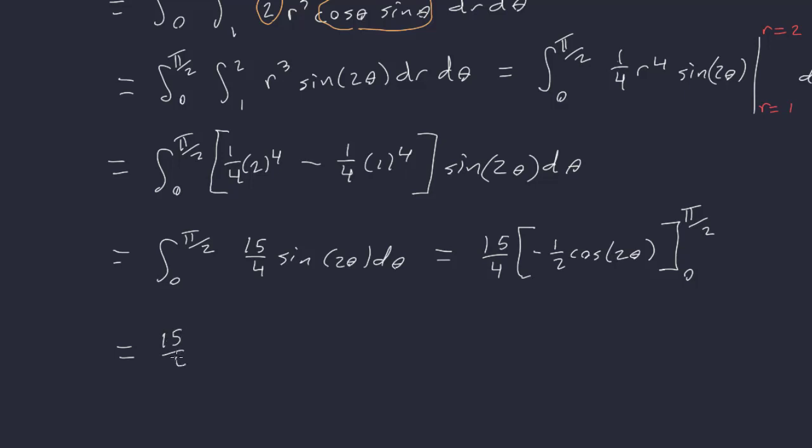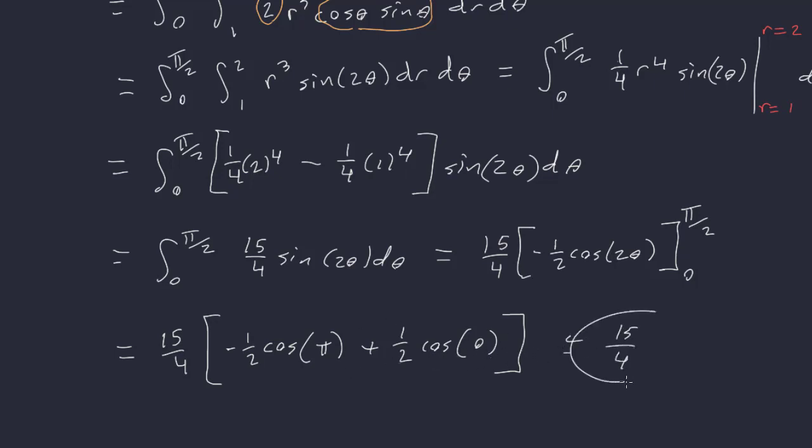Okay, so I'm going to leave this 15/4 out here. We'll have negative 1/2 cosine of, when we put in the pi over 2, we just get pi. Okay, then minus a negative, so we'll have plus 1/2 times cosine of 0. Well, cosine of pi is negative 1, so we'll have negative a half, so we'll have a half plus a half, which will be 1, so it just comes out to be 15/4.